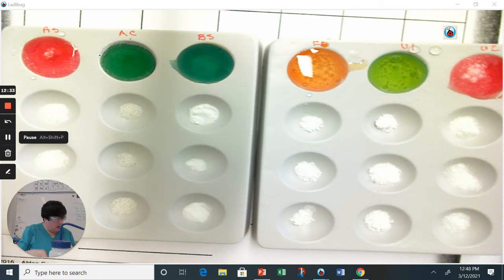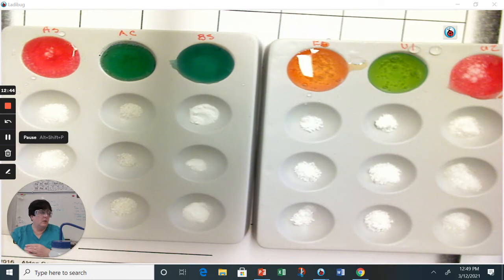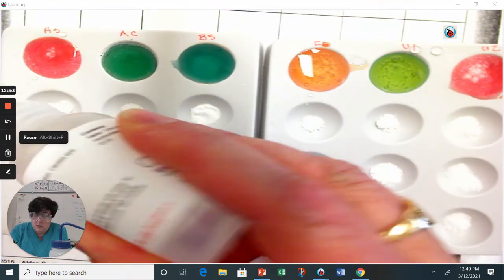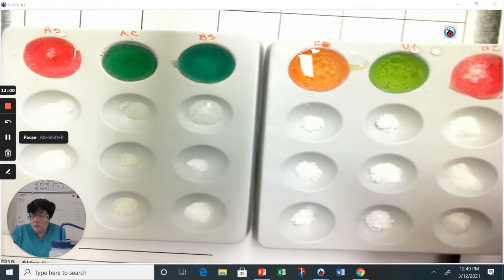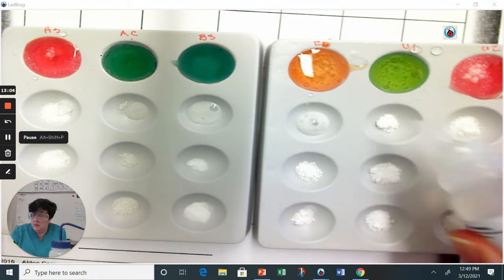Now we are on to step 9. We are going to take, let me make sure this is the right reagent, hydrochloric acid. We're going to add 1 to 2 drops into each well, and then we're going to record what happens. That just balls off to the side. Ooh, that bubbles, in case you can't see it.